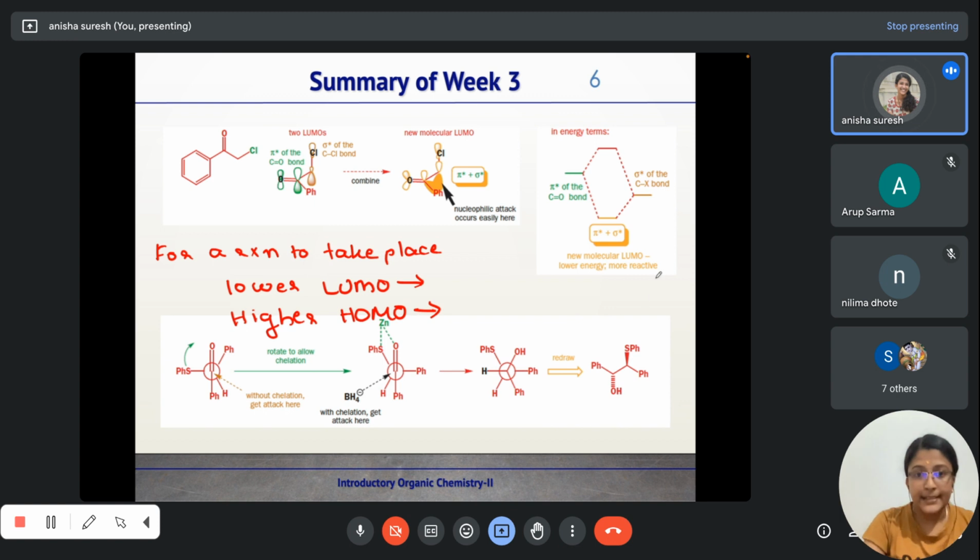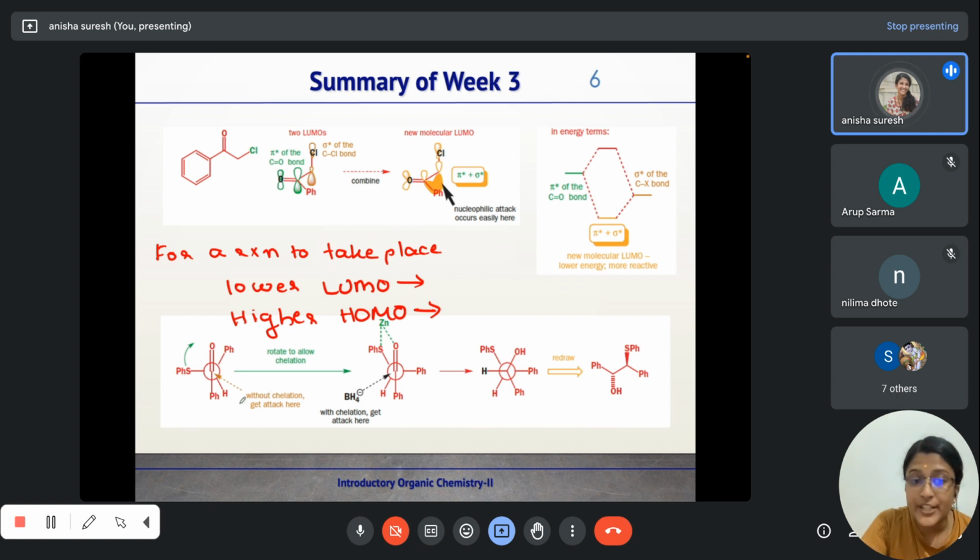Now another case is if we have a chelating group. So what will the addition mechanism, the nucleophilic addition mechanism, be? Here this SPh, this S is a group that is able to chelate.